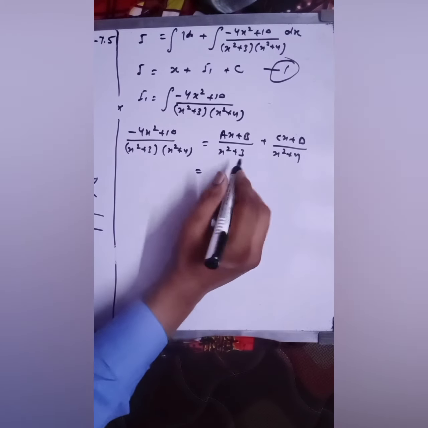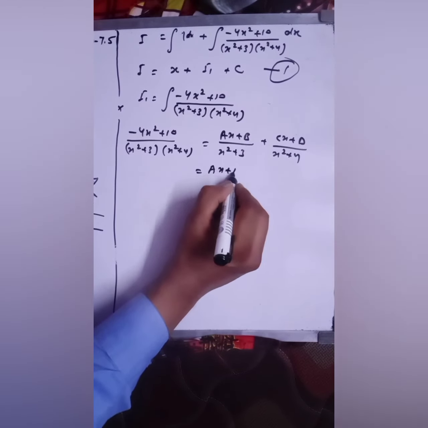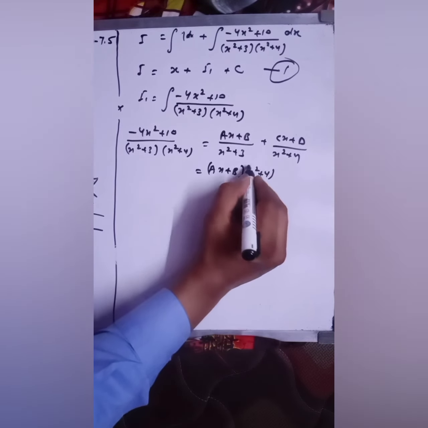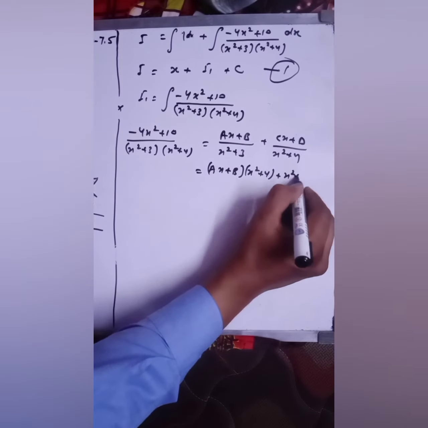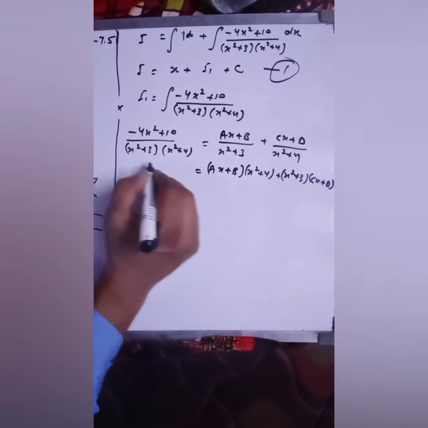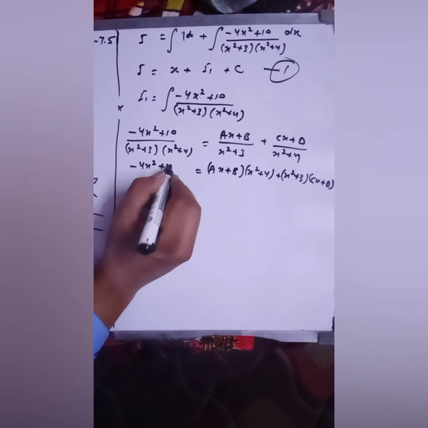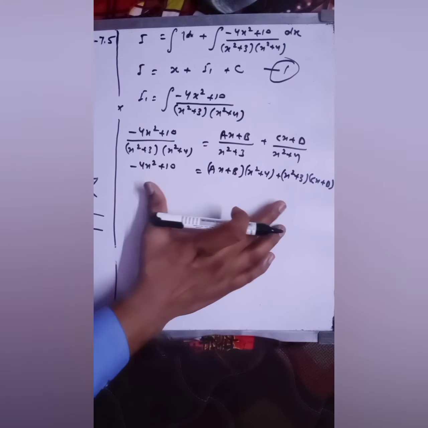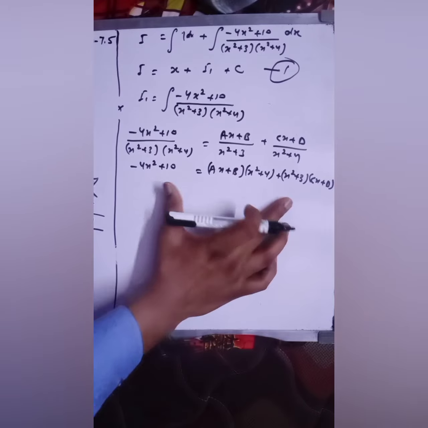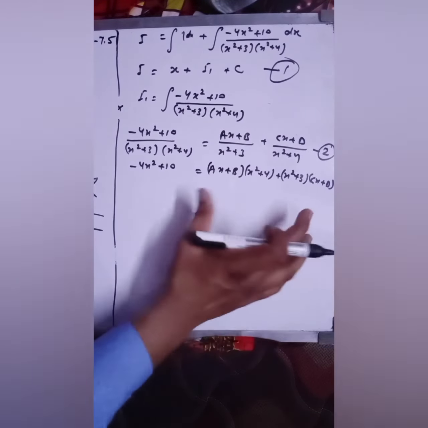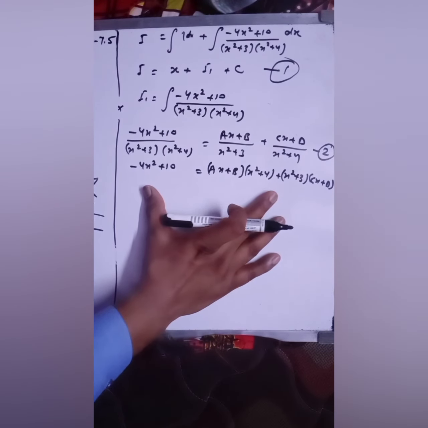The next step, you have to take LCM. Please try to understand this step. This is a difficult step, so please concentrate here. So here you have to take LCM. The denominator part I'm not writing because it will cancel out, and you will get this equation finally. So this is your second equation, and from this equation you have to find out the value of a, b, c, and d.